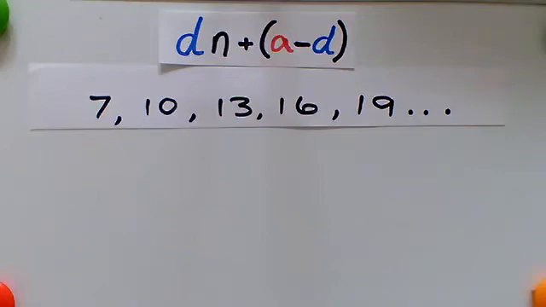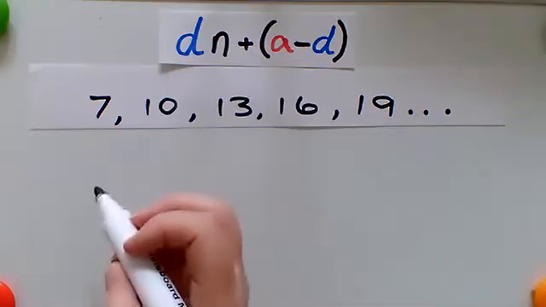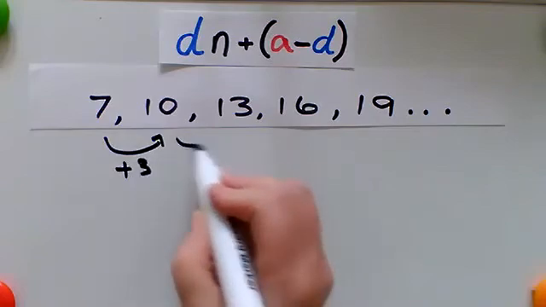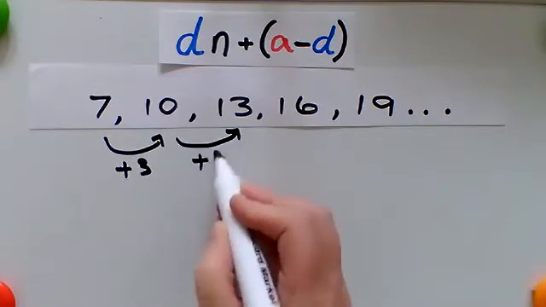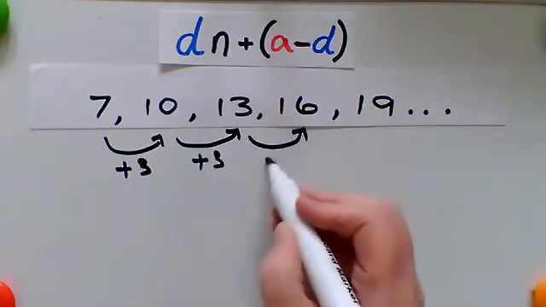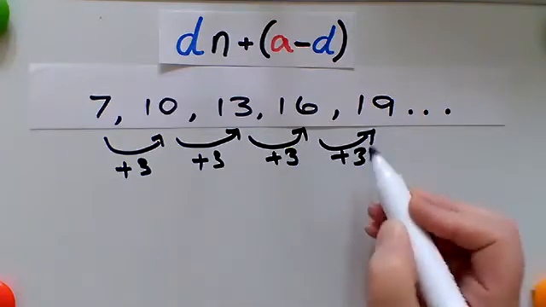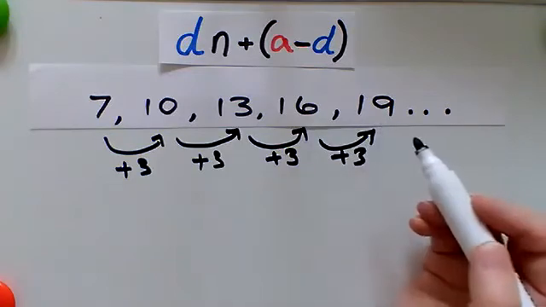Hello, I'm going to show you how to find the nth term of a linear sequence. A linear sequence is a sequence of numbers that has a common difference. If we look at the sequence I've put up here, between 7 and 10, I add 3. Between 10 and 13, I add 3. 13 to 16, I add 3, and so on. So the difference between each term is 3.